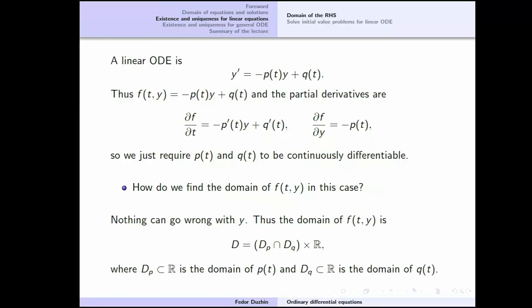But here, obviously, nothing can go wrong with y. So for any value of y, the right-hand side makes sense. There is no division by y or anything, because it's a linear equation. So something might go wrong with t. In order for the right-hand side of the original ODE to be defined, both p of t and q of t must be defined. So in other words, it means that t must belong to both the domain of p and the domain of q. Hence we get this answer.